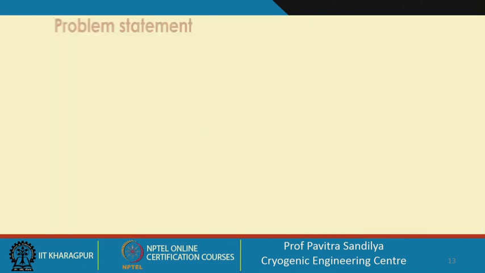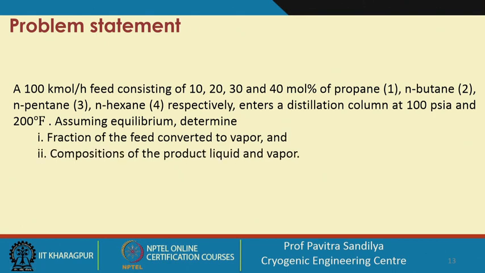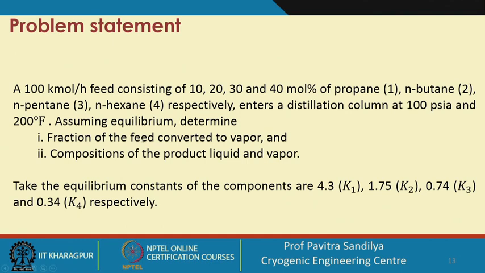After this problem, we shall now go to a problem on flash separation. So, here we have the problem. Here we have 4 components, propane, butane, pentane and hexane, identified by the tags 1, 2, 3 and 4, with this composition in terms of mole percentage, Z1, Z2, Z3, Z4, and this is the flow rate of the feed, given at this particular pressure and temperature. We have been asked to determine the fraction of the feed converted to vapor and the composition of the product liquid and vapor, assuming equilibrium. So, we need the equilibrium data, and these are the values of the equilibrium constants for the 4 components.